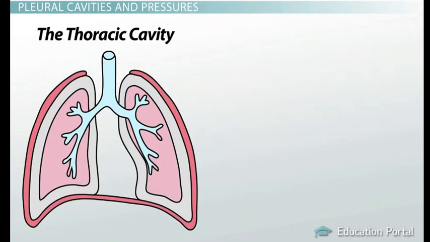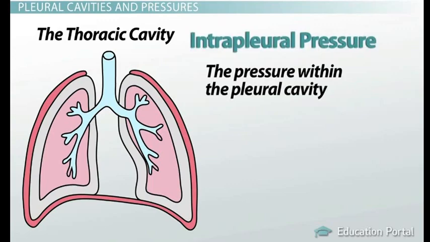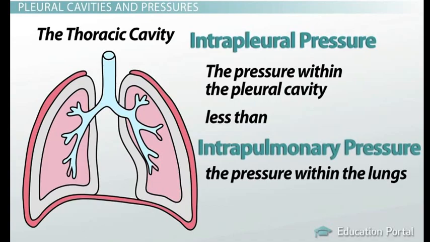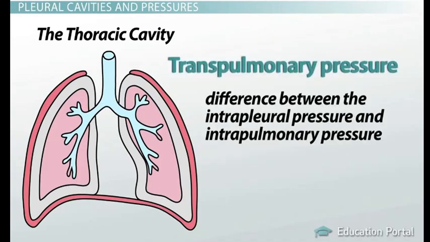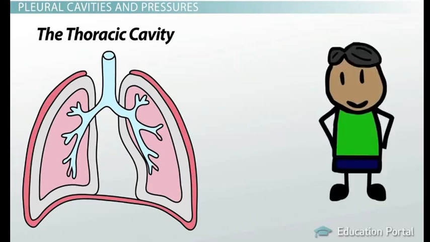That's so important, I'm going to say it again. The intrapleural pressure is less than the intrapulmonary pressure. Transpulmonary pressure is the difference between the intrapleural pressure outside of the lungs and the intrapulmonary pressure that's inside the lungs. Let's consider the implications of the transpulmonary pressure. The lower intrapleural pressure outside the lungs creates a vacuum that keeps the lungs expanded and prevents them from collapsing.